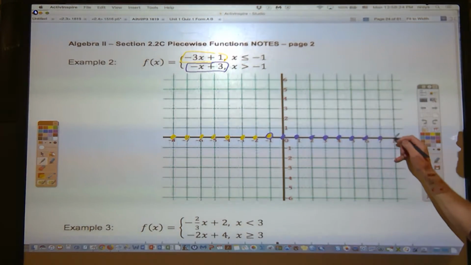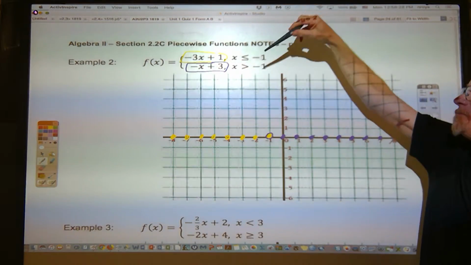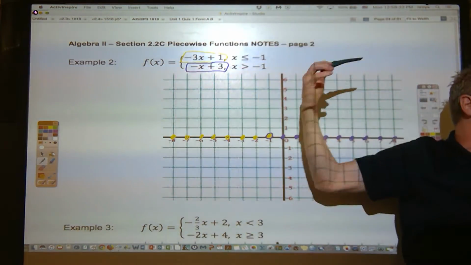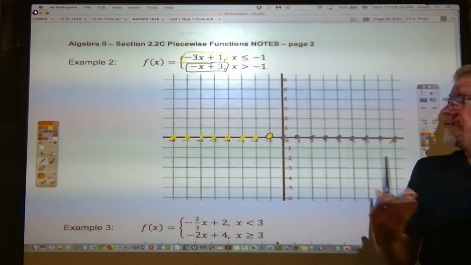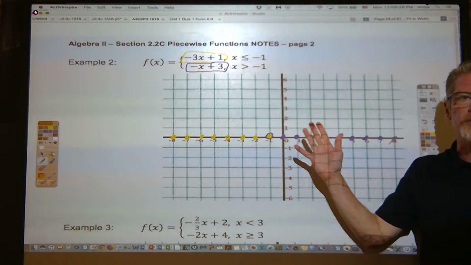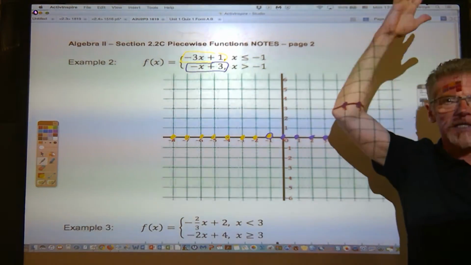So, any questions on how to figure out which golf balls are yellow, basically in the domain? Which golf balls are in the domain of the yellow rule, and which golf balls are in the domain of the purple rule? Out of curiosity, raise your hand if you understand how to decide which golf balls are yellow and which ones are purple. Okay, I see it now, yeah.